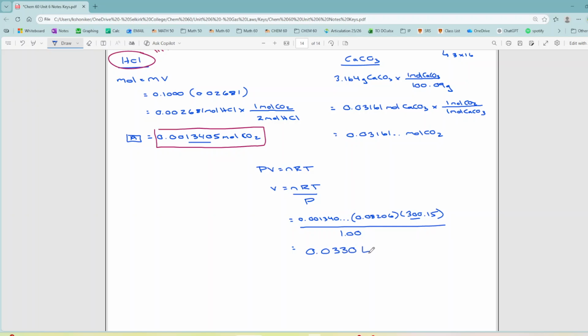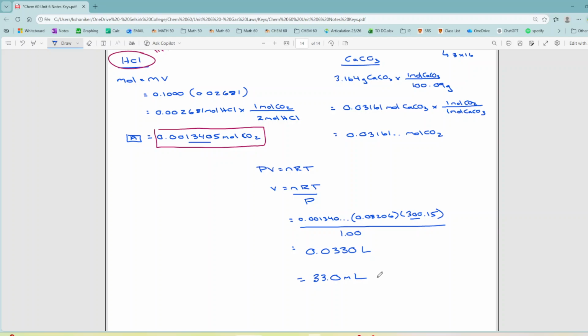0.0330 liters, which in the question it gave you a bunch of stuff in milliliters. This is a great answer. You can give 0.0330 liters if you want, or you can convert that to milliliters if you're of that persuasion, and you can say 33.0 milliliters because it's kind of a nicer number.